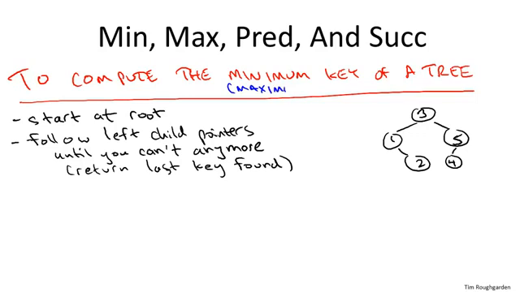Of course, if we want to compute the maximum, instead of following left child pointers, we follow right child pointers. By symmetric reasoning, that's guaranteed to find the largest key in the tree. It's like searching for the key plus infinity.